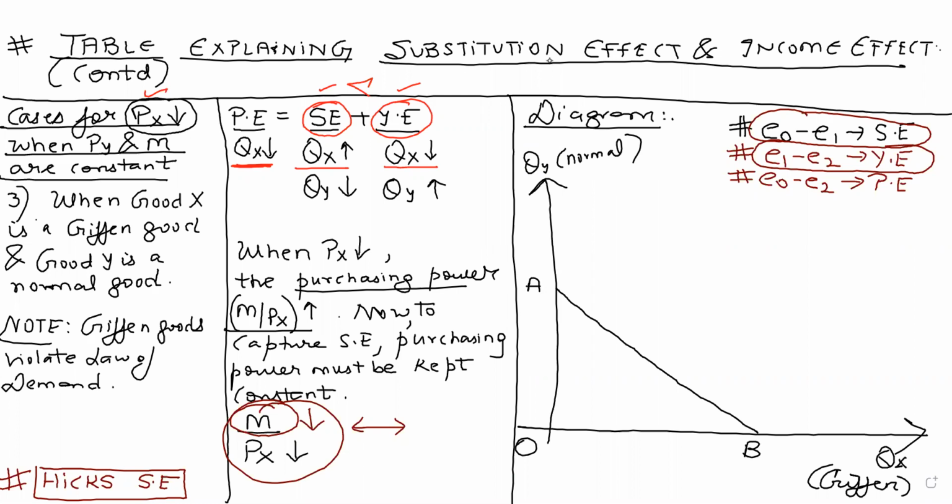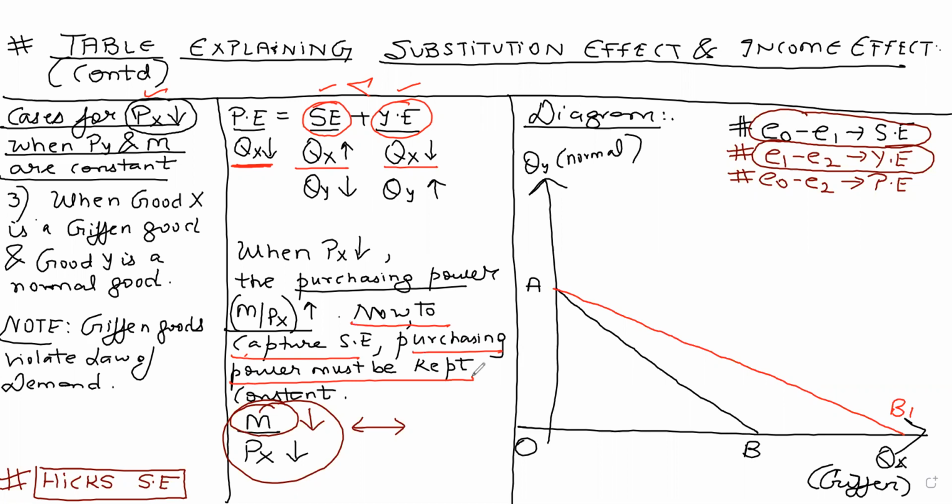When price of good X falls, good X becomes cheaper. You can now afford to buy more of it. So we have the red budget line AB1. Now how do I capture the substitution effect? To capture the substitution effect, the purchasing power must be kept constant. When price of good X falls, purchasing power goes up. How will I keep the purchasing power constant?